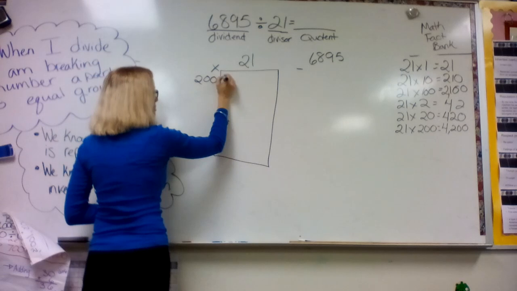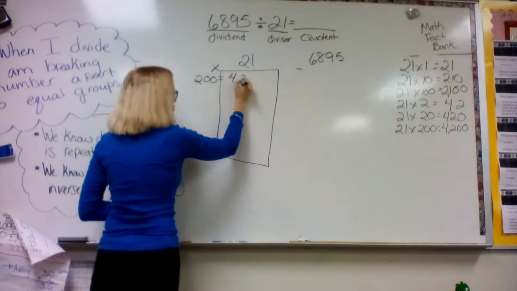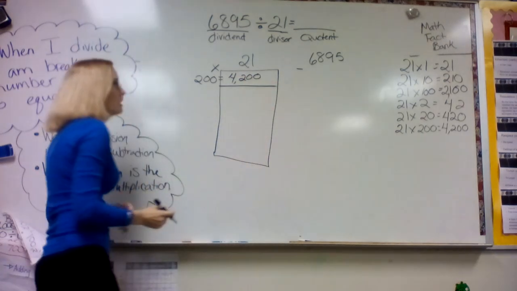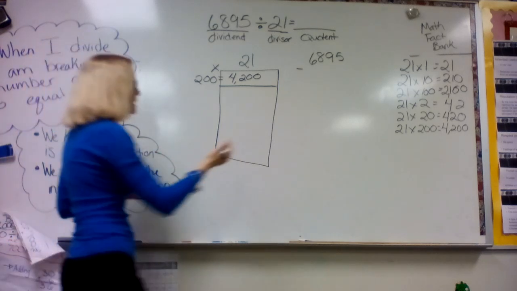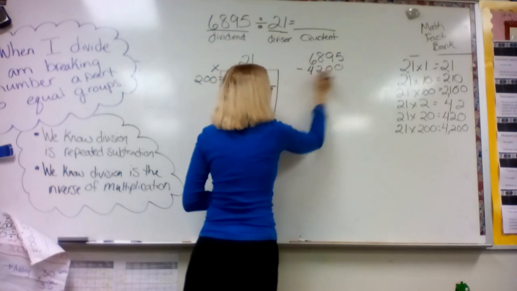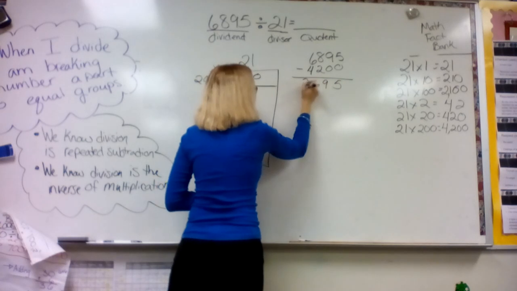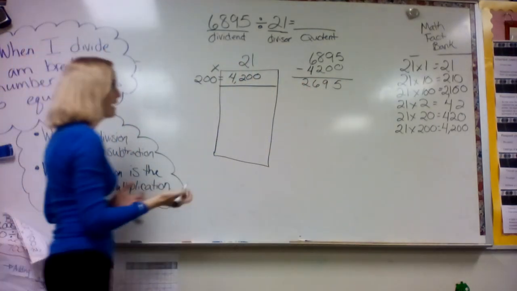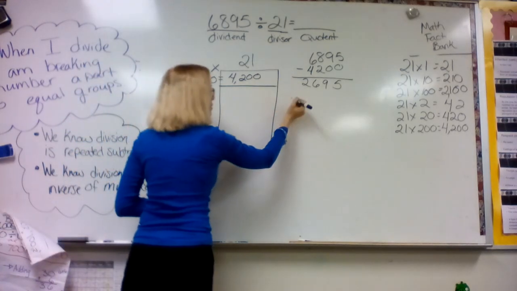So 21 times, and on the side of your box, you're going to go ahead and put 200. And I like to put an equal sign right here. It equals 4,200. Draw a line. You don't have to draw the line. I just like to do it because it keeps it organized. All right, let's go ahead and go 4,200 and subtract 6,895 minus 4,200. I'm left with 2,695 from my dividend because we've already taken out 4,200.